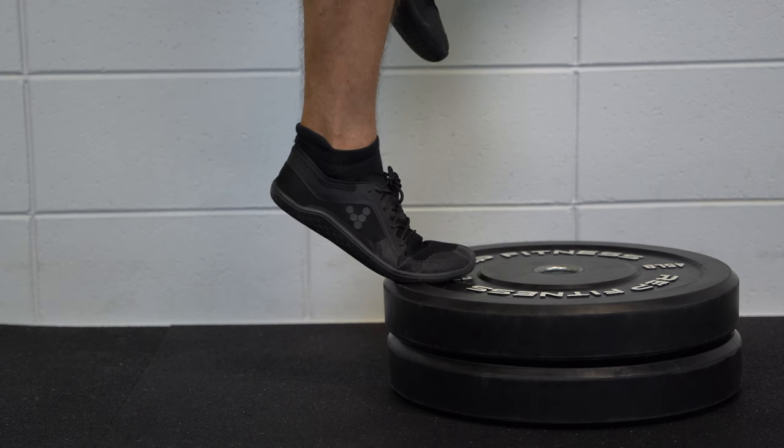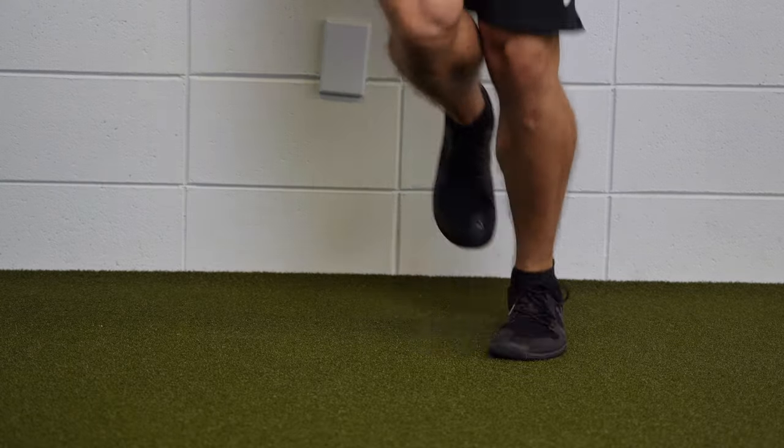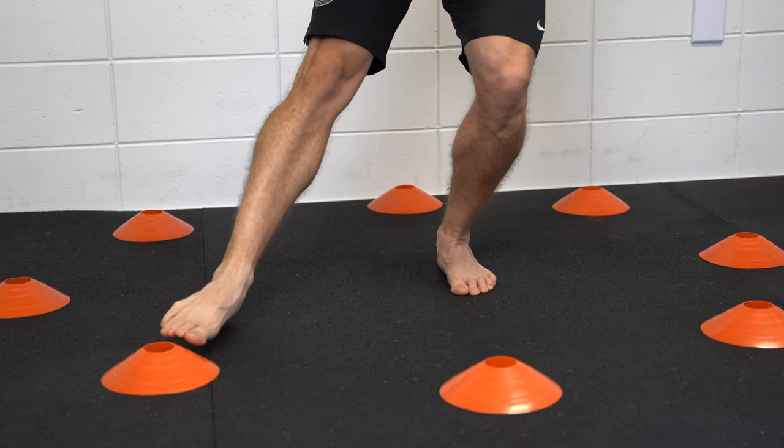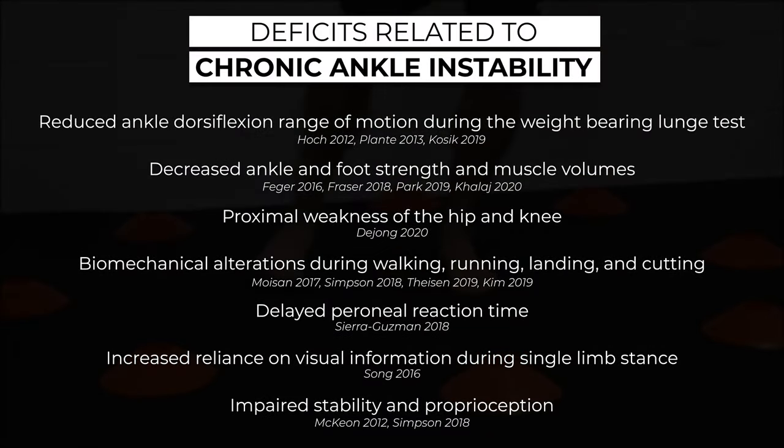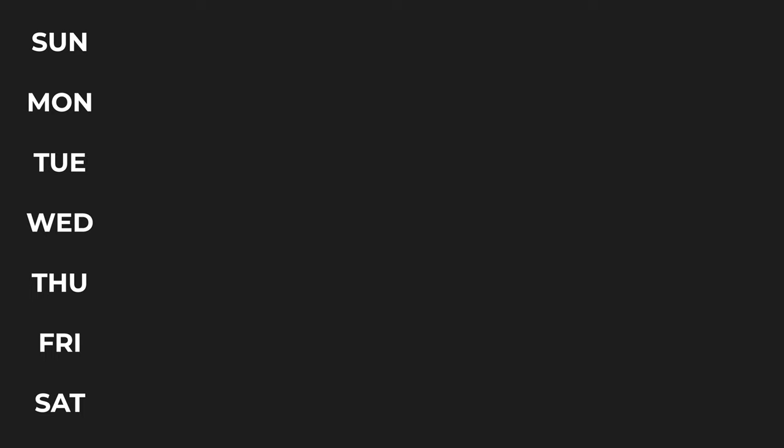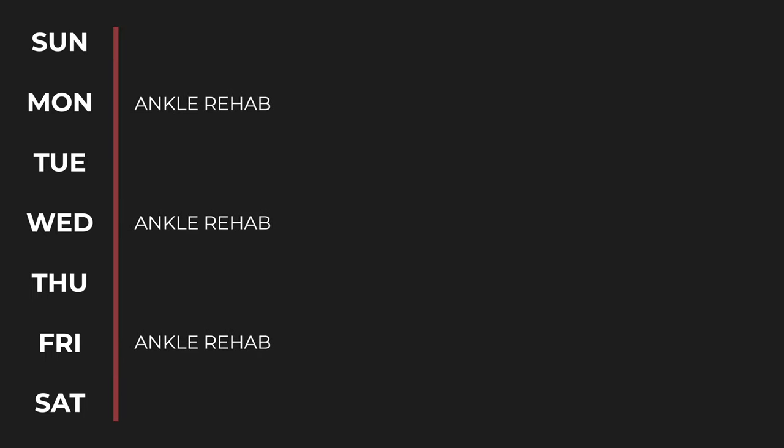In summary, chronic ankle instability is associated with persistent problems at least 12 months after an initial lateral ankle sprain. Individuals often experience changes in strength, range of motion, motor control, and other factors, and the best way to address those changes is through a comprehensive rehab plan. Here's an example week based on the exercises I presented.